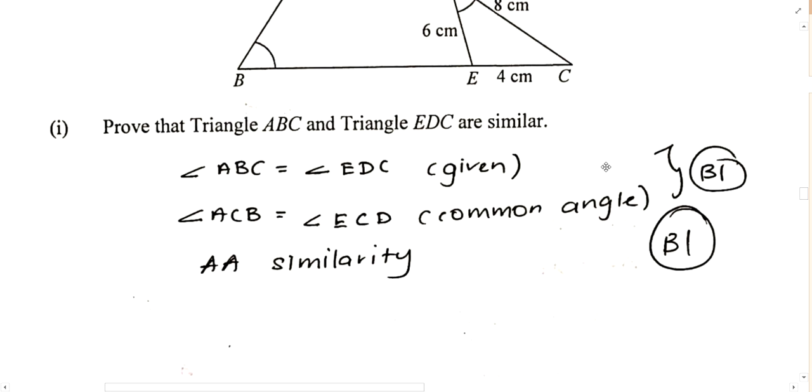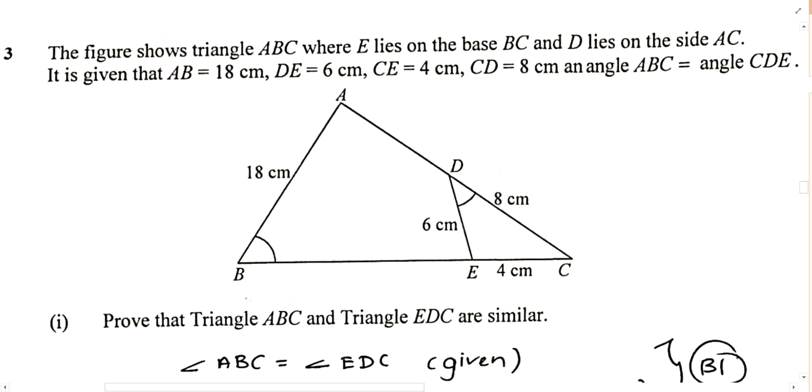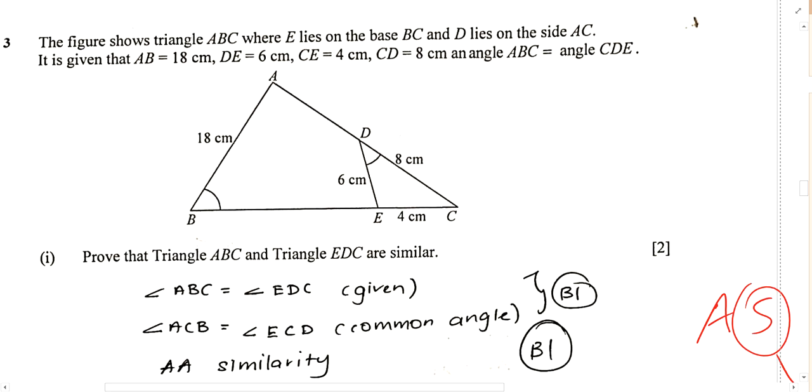Prove that the two triangles are similar. What is the easiest way to prove that triangles are similar? Yeah, triple A, your angle similarity test. Most of the time it will work. Let's see whether it works over here.